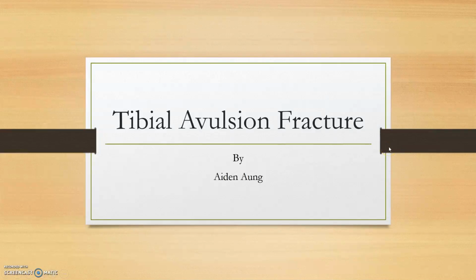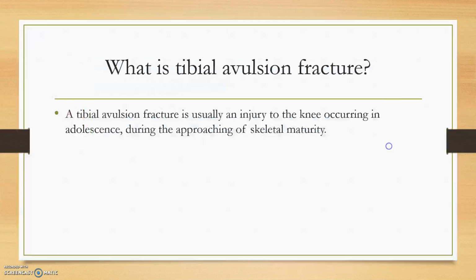Tibial avulsion fracture. What is tibial avulsion fracture? A tibial avulsion fracture is usually an injury to the knee occurring in adolescence during the approaching of skeletal maturity. It happens between the age of 12 to around 16, and it's mostly common in boys.